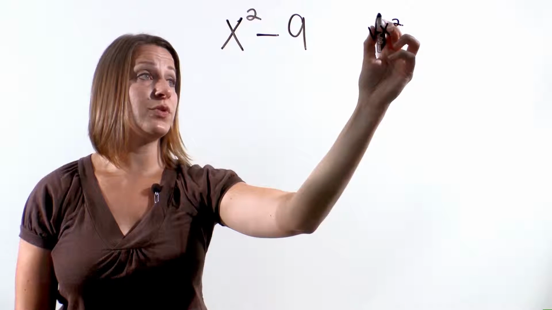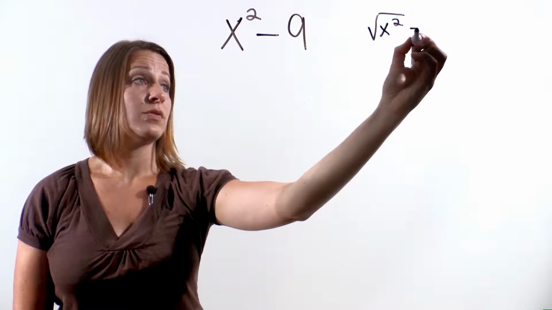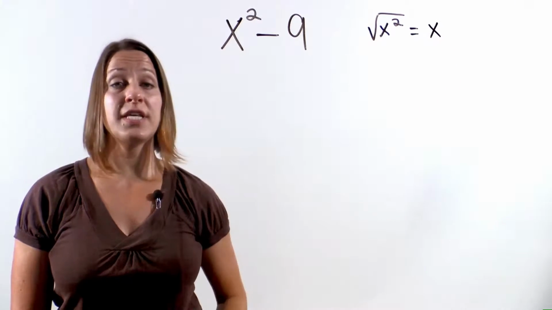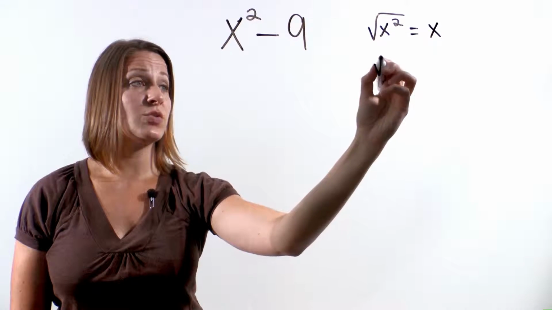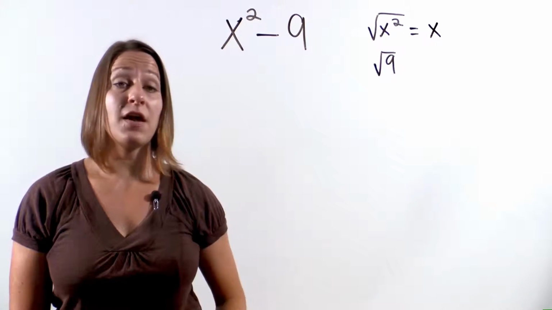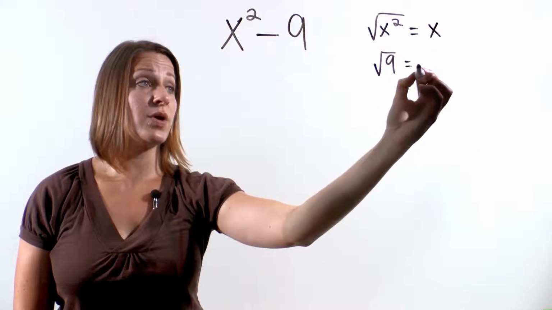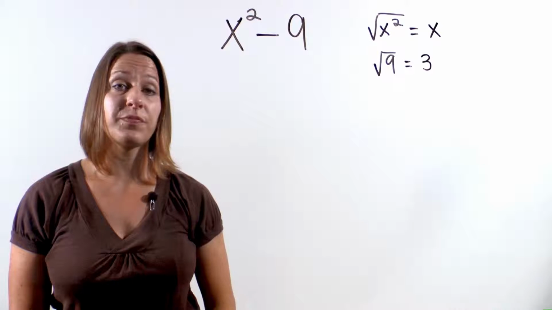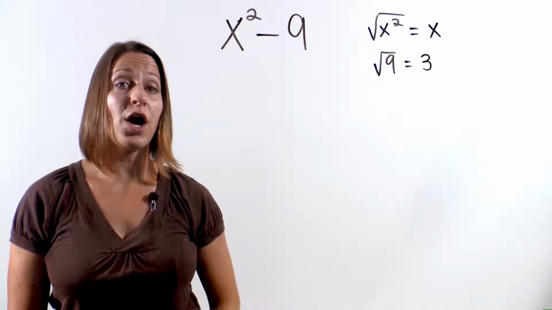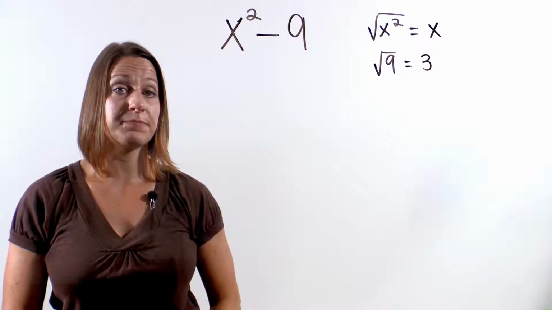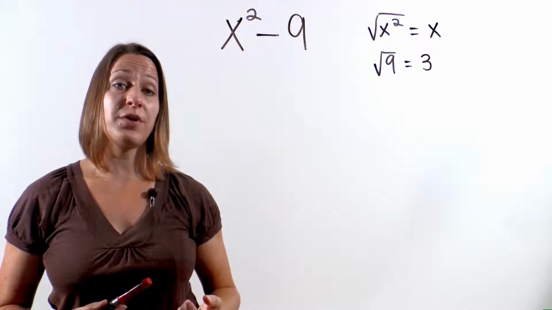If we take the square root of x squared, that equals x. It's a perfect square. If we take the square root of 9, well, that's 3 times 3. So the square root of 9 is 3. So we could say that x squared and 9 are both perfect squares. So let me show you how we're going to factor this.